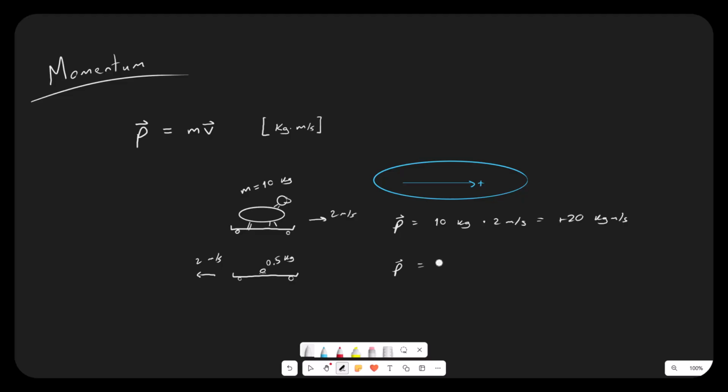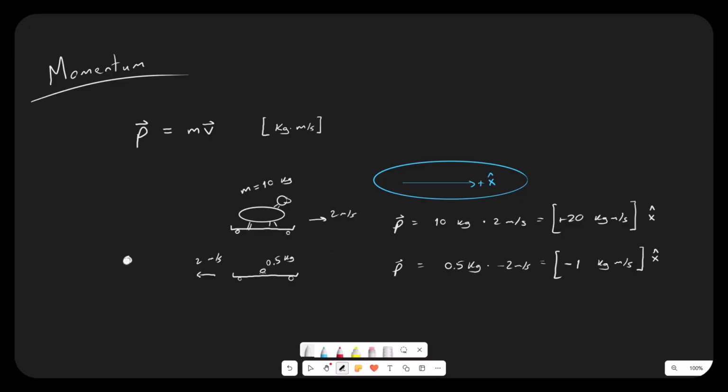This bottom one is going to have half a kilogram rather, times a negative 2 meters per second because it's to the left, so it's going to have negative 1 kilogram meter per second. That's the idea of momentum. We can look at this in one dimension. That's what this is. So if this is the positive x direction, then we would say this is 20 kilogram meters per second in the x direction. This is negative 1 kilogram meter per second in the x direction.